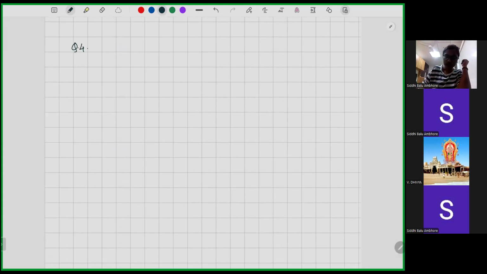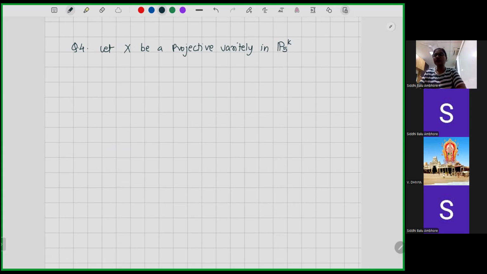So we'll move now to the next question. So let X be a projective variety in P^5_K. So this P^5_K is the projective space which I defined earlier. And this K here denotes the field, so the K^n which we considered is this K here.